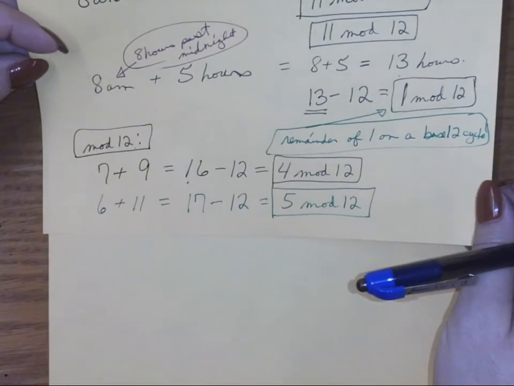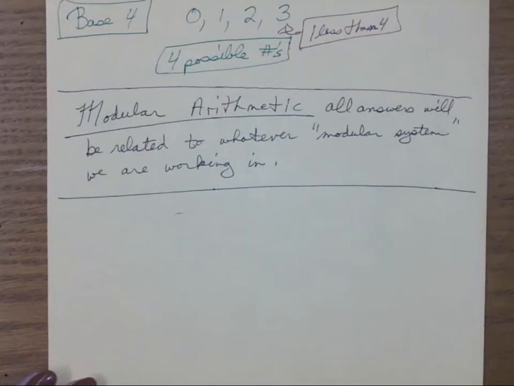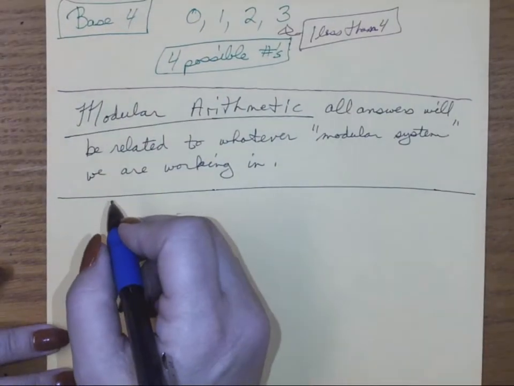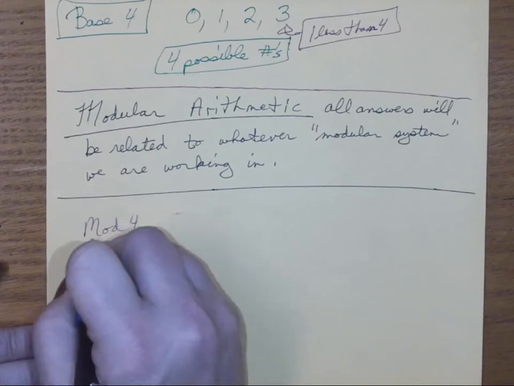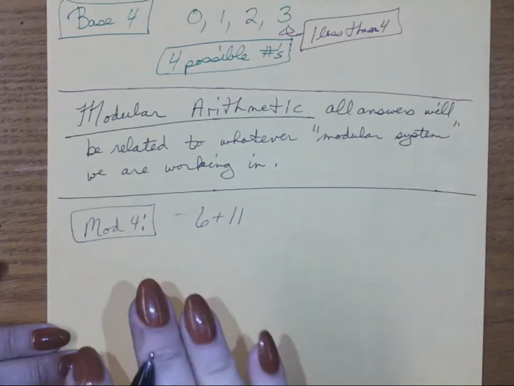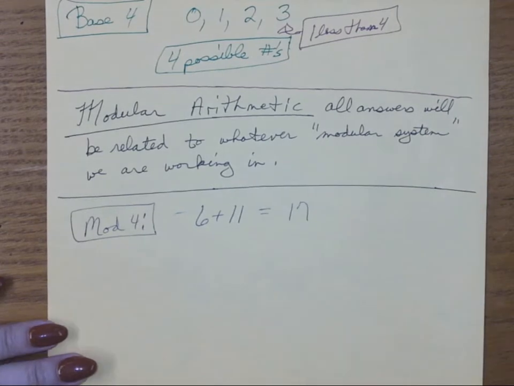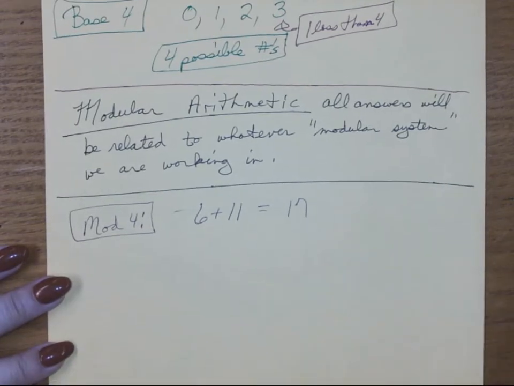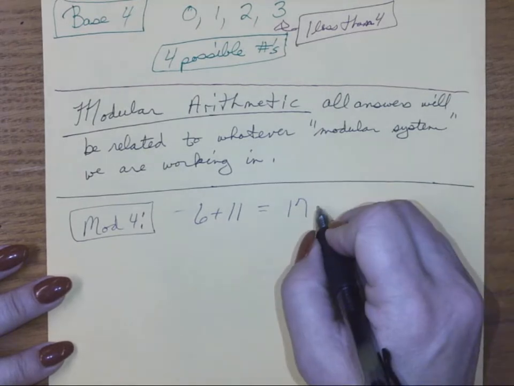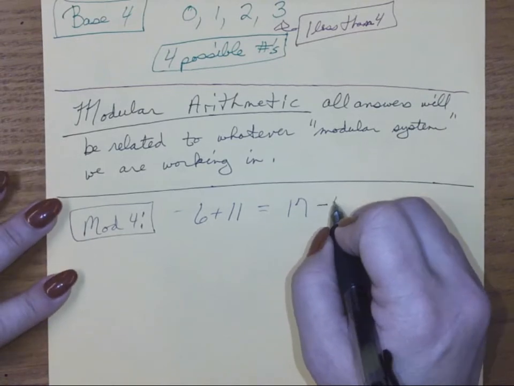We did mod 12, 6 plus 11, right? Okay, so I'm going to do that, but I'm going to do it in mod 4. Work in mod 4, and we're going to do 6 plus 11, but we're going to do it in mod 4 this time. It's still 17 whenever we do the arithmetic in base 10, right? Okay, so we still start out with regular old base 10 arithmetic and figure out what our number is. But I need to subtract out as many 4s as I can, right? So I know you can probably shortcut this, but I'm going to do it the long way, and then we'll talk about how you could have shortcutted.